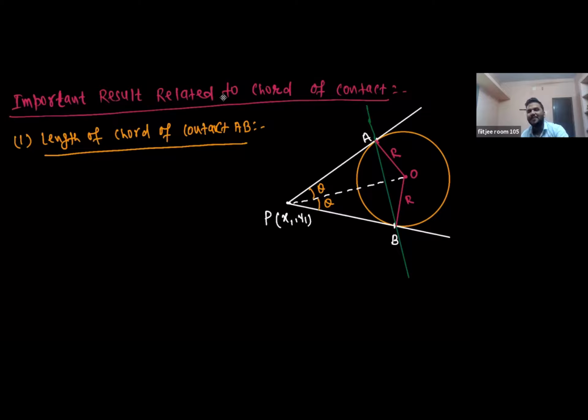See, I have a point P, that is (x1, y1). I have point O, I know. I have radius R, I know. And after that, what actually I have to find? I have to find the length of chord of contact, that is AB. That is my question.